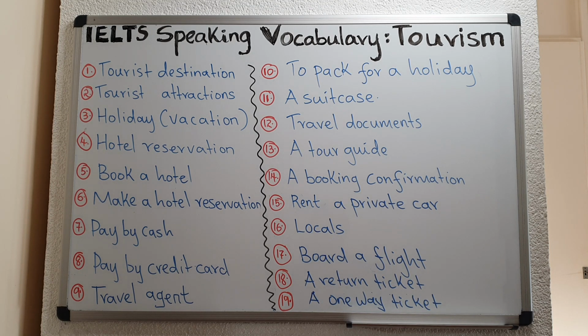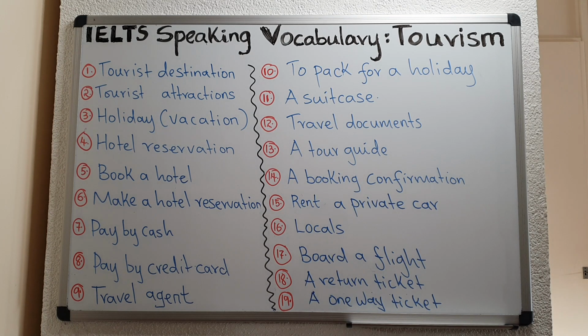Now, let's move on to number 10. To pack for a holiday. Once you have found your tourist destination and you have made your hotel reservation, the next thing that you want to do is pack for a holiday. So you pack clothes and different items for your holiday. For example, if you're going to a place that has warm weather, you would pack things like shorts, dresses, flip-flops, sunglasses, sun cream. All these are things that you would pack for a holiday. Maybe your camera, a hat, for example. So you pack for a holiday.